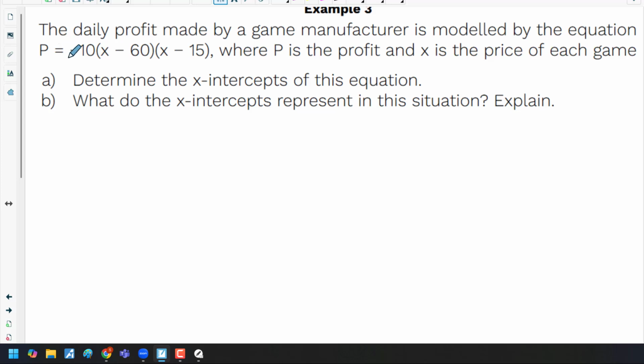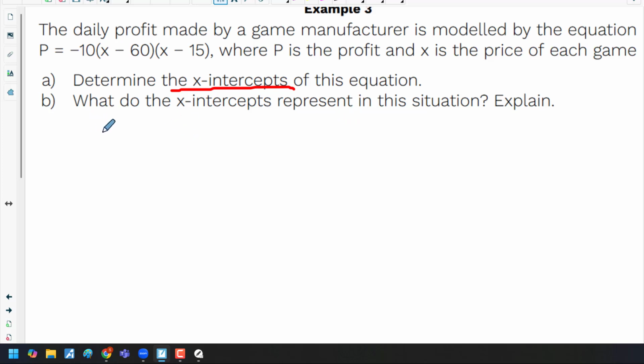quadratic equation given in not vertex form, not standard form. This is a different form. It's called factored form. And when it's written in this form, it's very easy to determine the x-intercepts. So vertex form, easy to determine the vertex. Standard form, easy to find the y-intercept. And factored form, easy to find the x-intercepts.